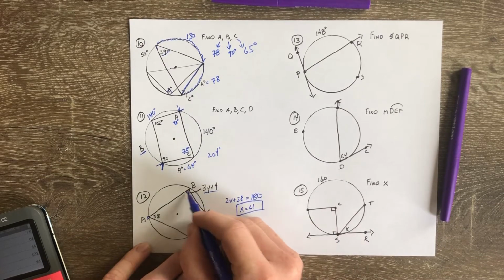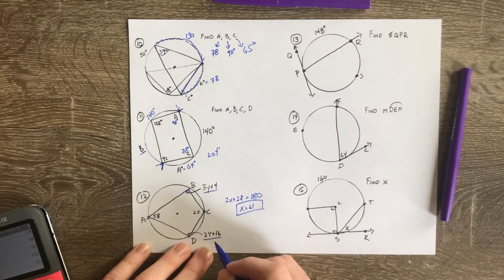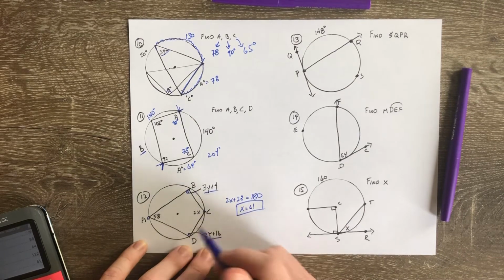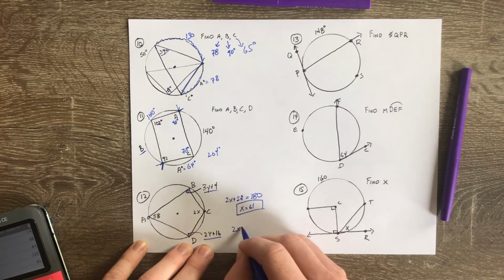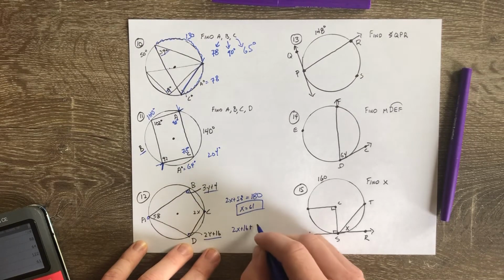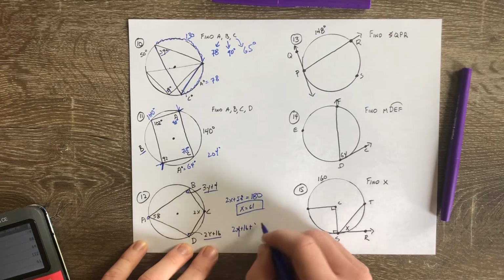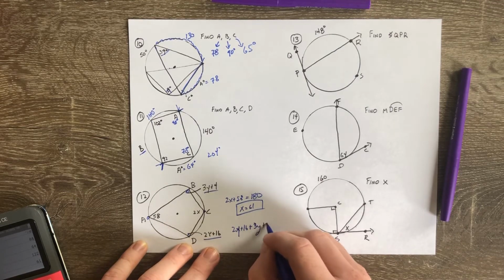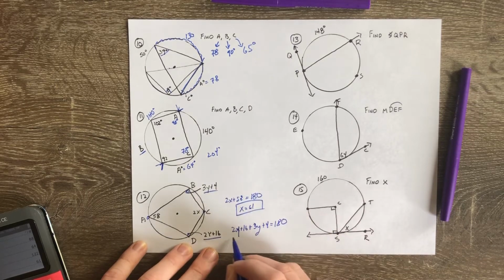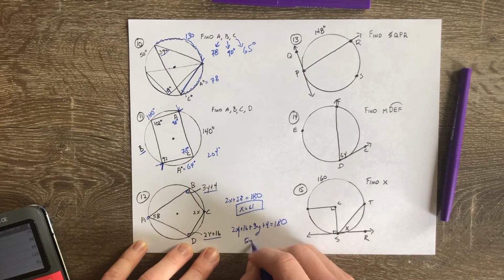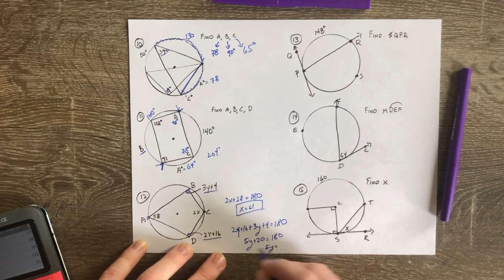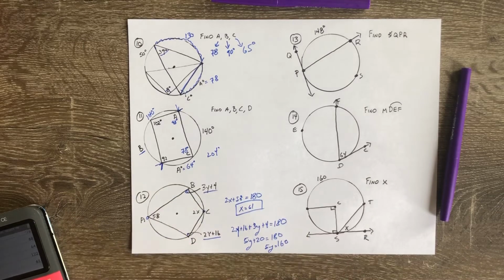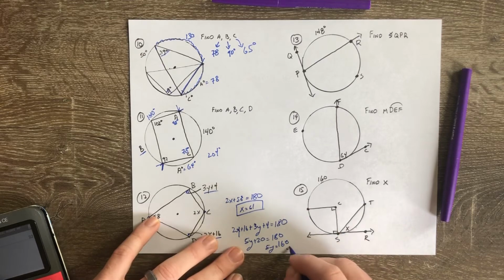And then same thing here, these two are opposite in my quadrilateral, so I can add those together and set them equal to 180. Do not set them equal to each other, that's not true. So I can go 2x plus 16 plus 2y plus 16 plus 3y plus 4 equals 180. So I got 5y plus 20 equals 180. Means 5y equals 160. 160 divided by 5, 32.